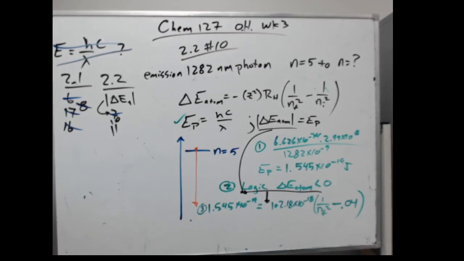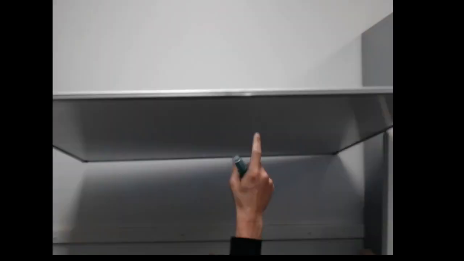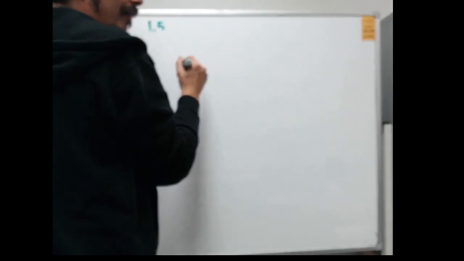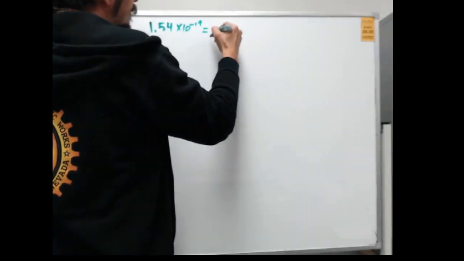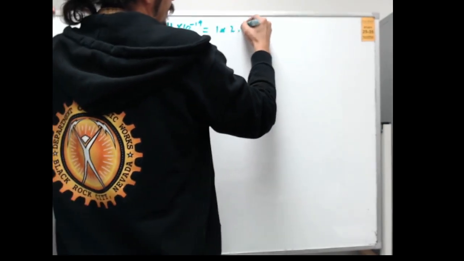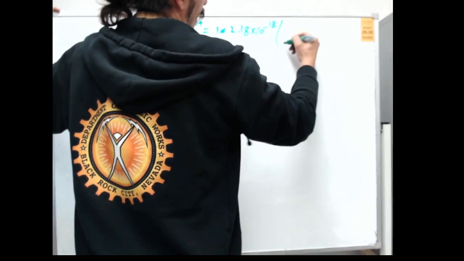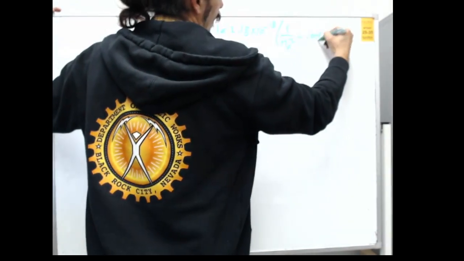I don't have enough space to do that on this side of the board. What's on my other side of the board right now? Hey, I erased it. Great. Okay, so what we've got is 1.545 times 10 to the negative 19 equals 1 times 2.18 times 10 to the negative 18.